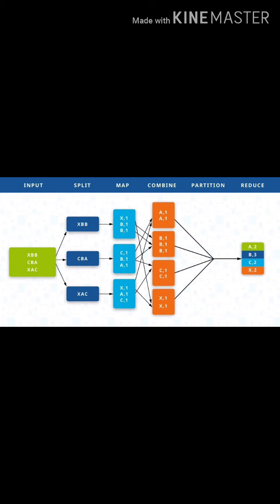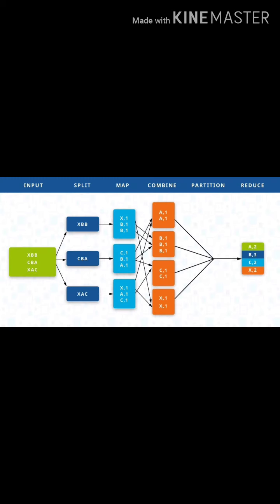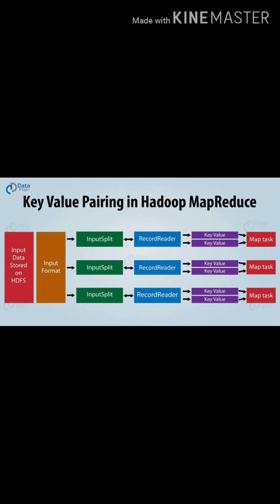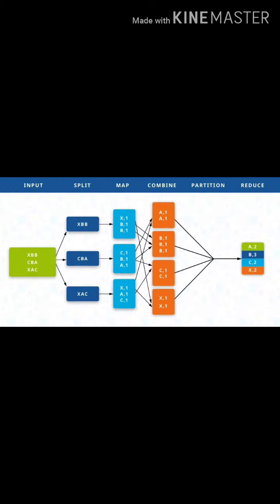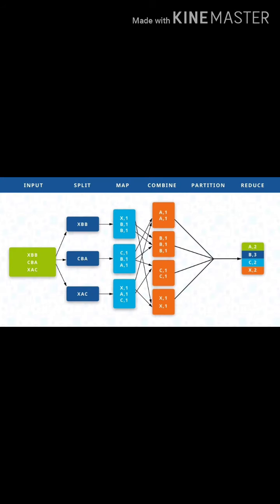In a MapReduce architecture, one map task is created for each split, which then executes the map function for each record in the split. It is always beneficial to have multiple splits because the time taken to process a split is small compared to the time taken for processing the whole input. When the splits are smaller, the processing is better load balanced since we are processing the splits in parallel.